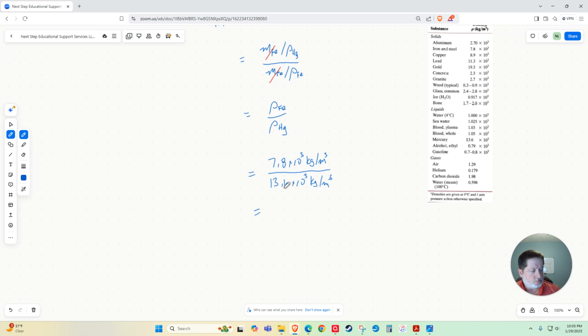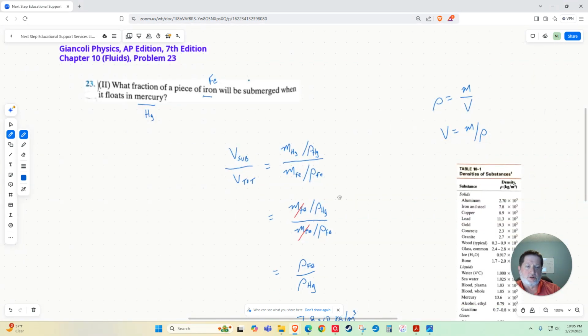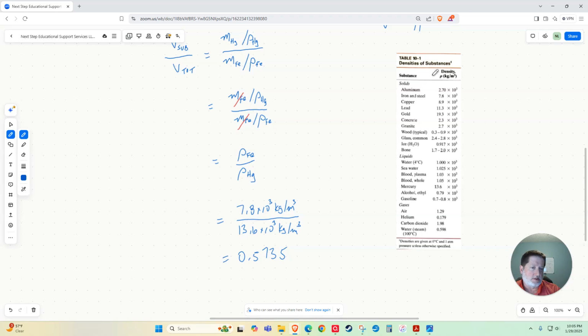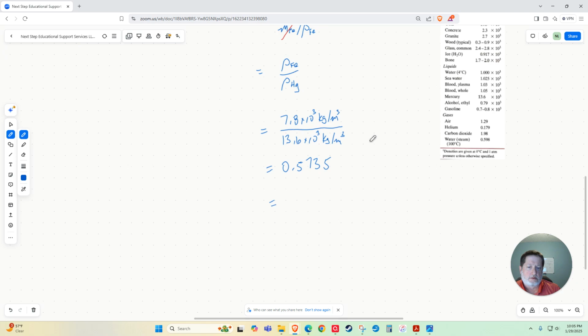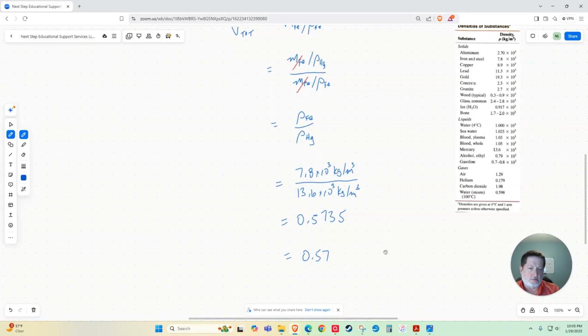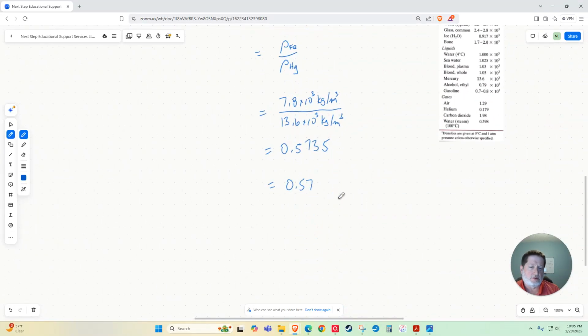And for me, that worked out to 0.5735. We were given no numbers in this problem, so we go with the significant figures off of the table we have. Looks like we're limited to 2. Would make that 0.57 or 57%. Technically, the question asked for a fraction, in which case, if you really wanted a fraction, you call this 57 hundredths. But we have our answer. Ready to move on to the next one.